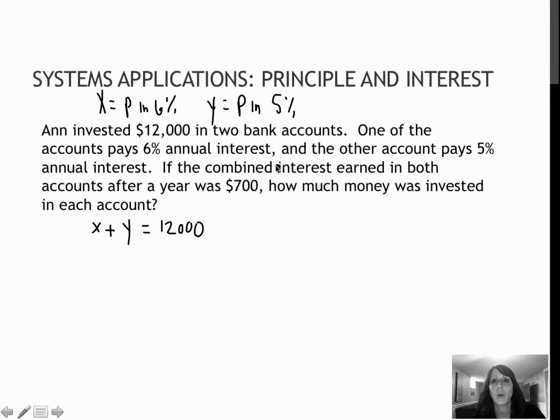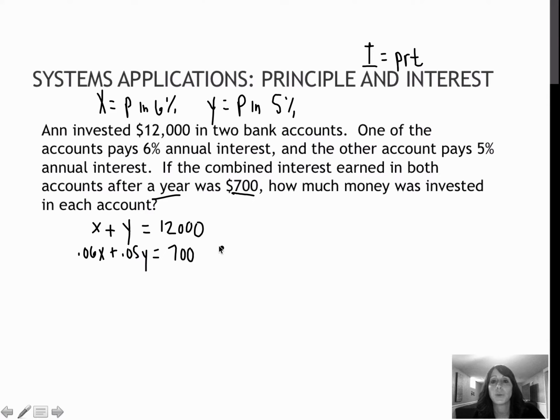In addition, we know that the total amount of interest is $700, and to find interest, we use our interest formula, which is principal times rate as a decimal times time. Since this is 1 year, I don't need to worry about time because I'd be multiplying by 1. So the amount of interest in the 6% account is 0.06 times x, because that would be the principal times the rate times the time of 1. Same thing for the 5% account. I would have 0.05y, and total, that's $700.